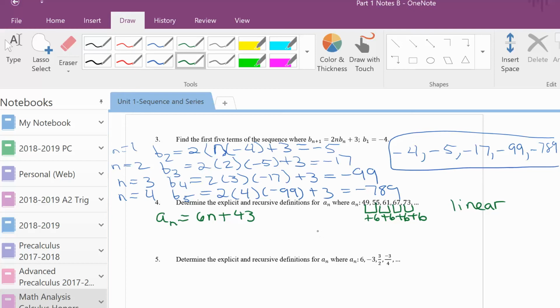The recursive definition, well, you just add 6 from the first term to the next.